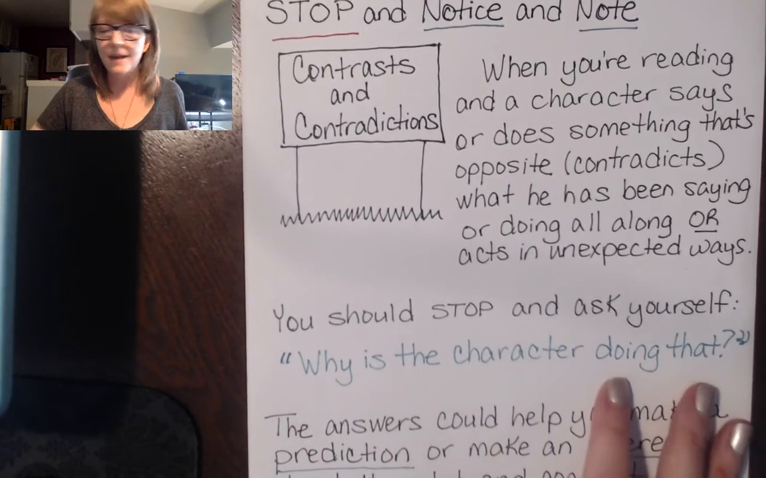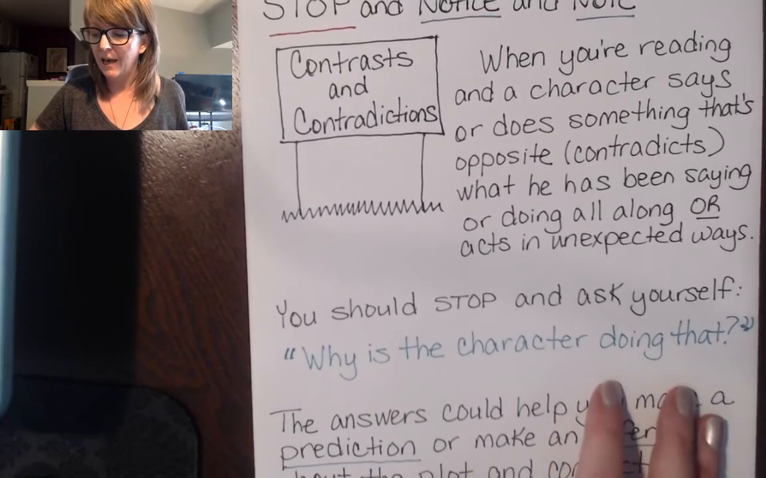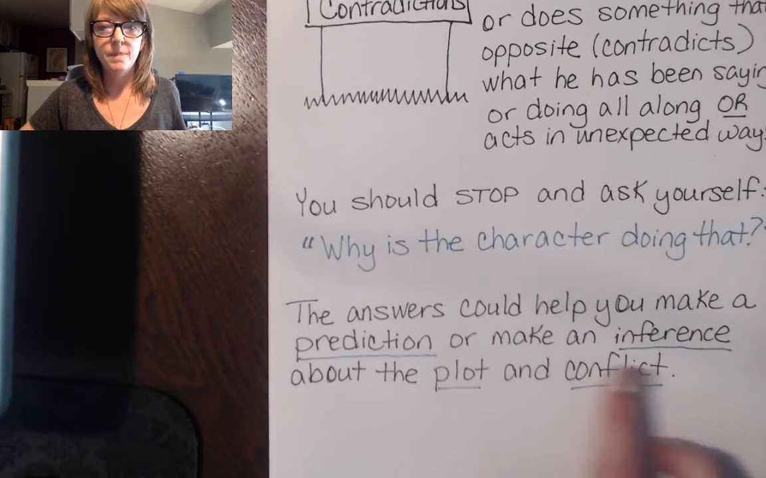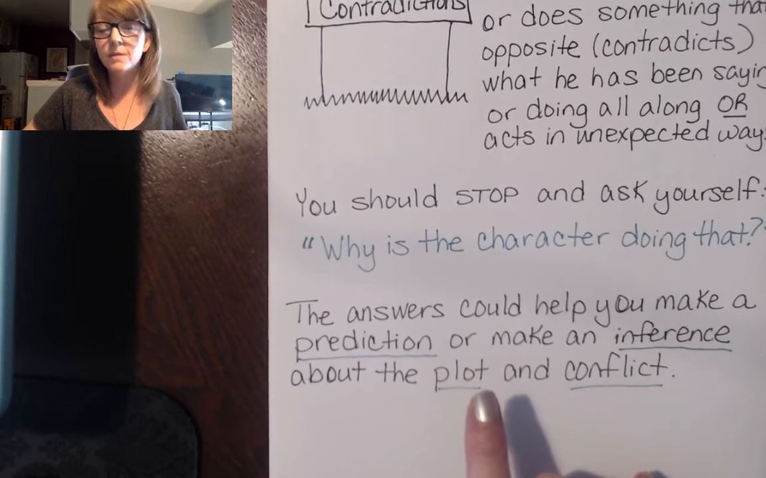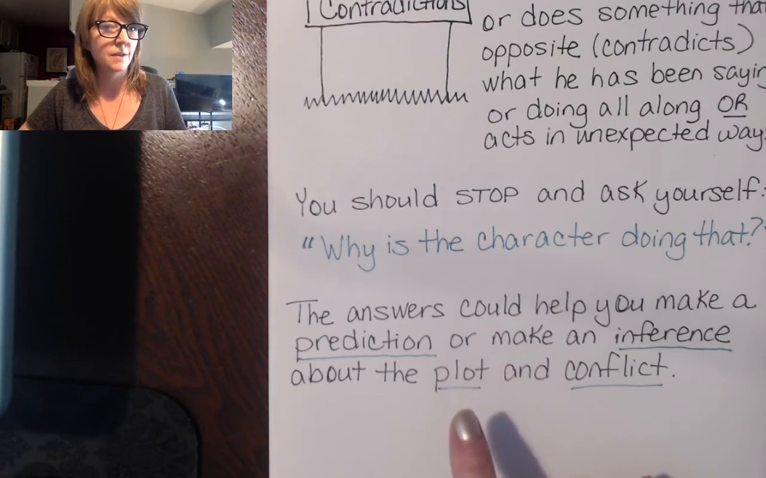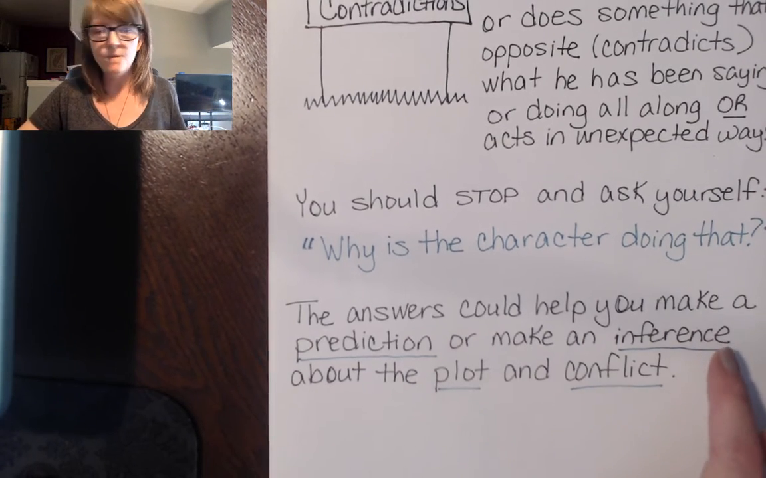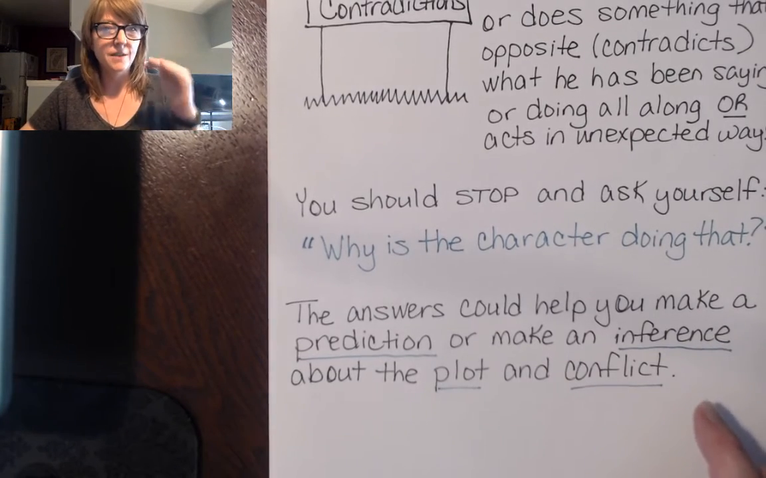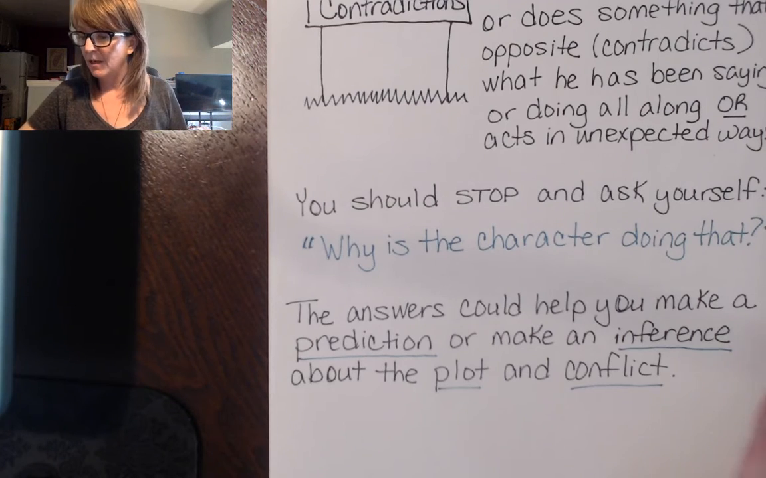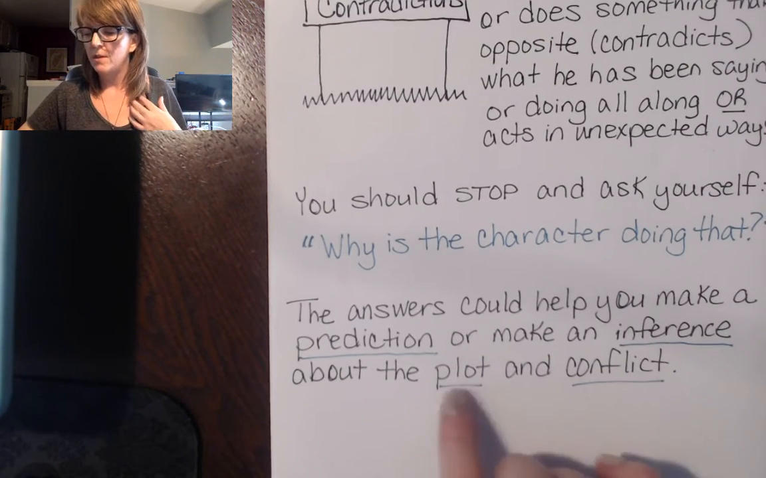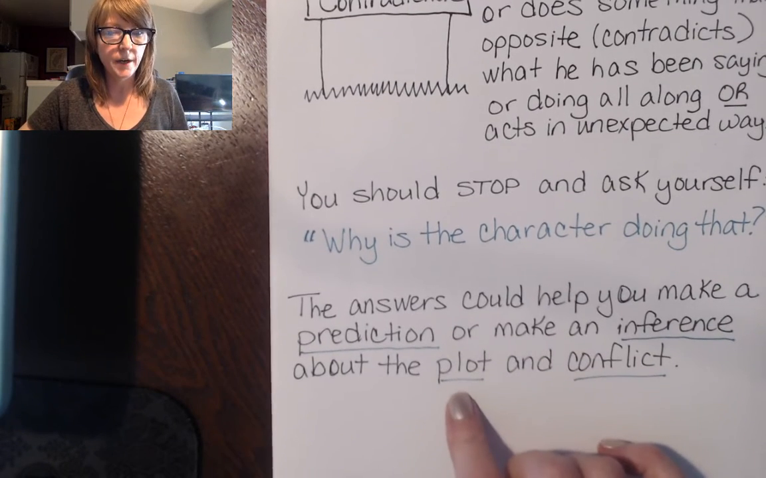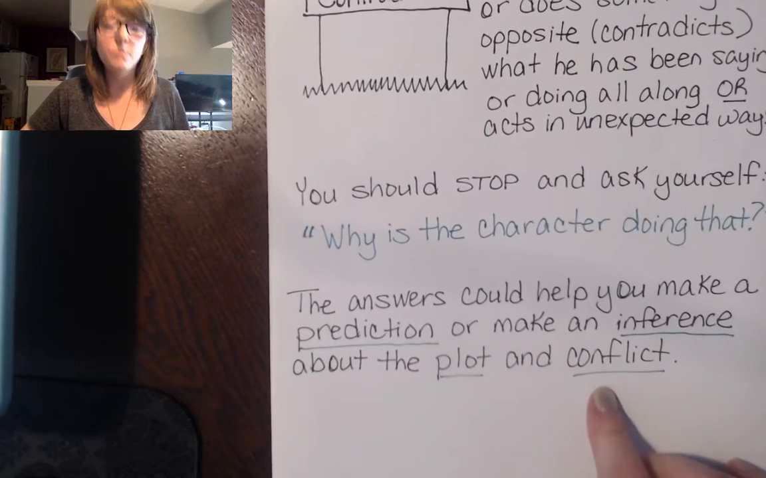Now, the reason that we're going to ask this question is because this is the signpost, the answers, the hypotheses that we come up with, could help you make a prediction about something that's going to happen, right? Oh, maybe the character is changing in this way, or maybe this thing is going to happen. Or make an inference that's reading between the lines, right? It's not directly stated, but you can make an educated guess. It's going to help you make a prediction or an inference about the plot and the conflict, right? So what's going to happen in the story, or what is the big problem, or how is this problem going to be solved?